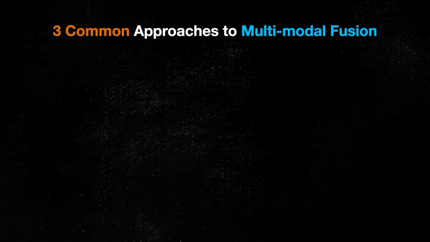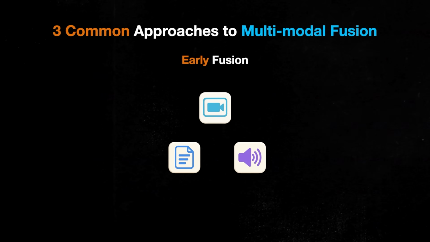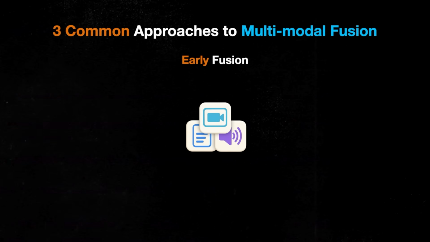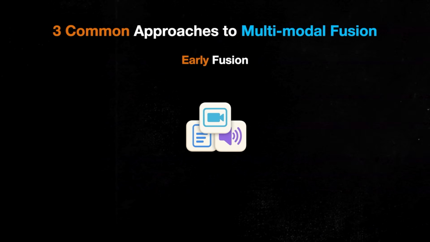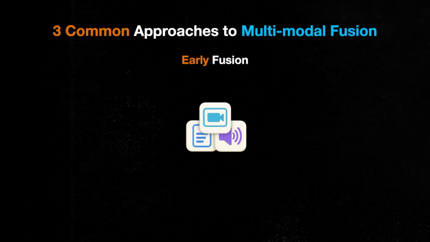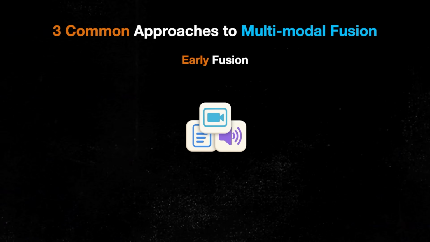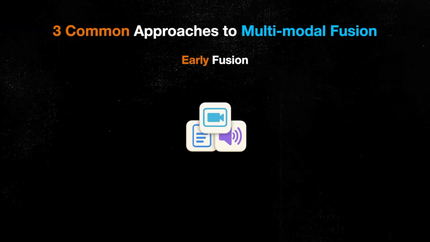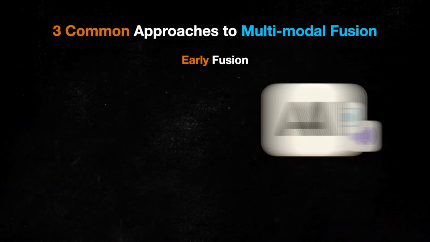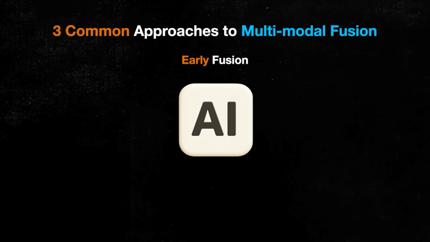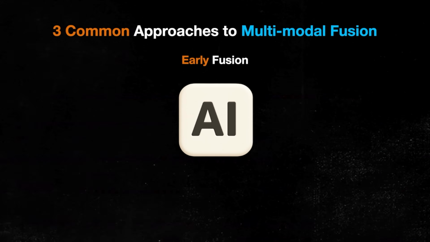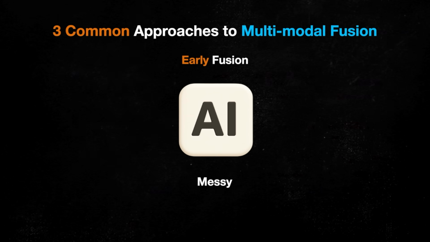The first one is early fusion. You immediately mash the raw video data, raw text data, and audio data together at the very start and feed that combined blob of information into a single AI model. This method is, however, not commonly used because it's rather messy and inefficient.